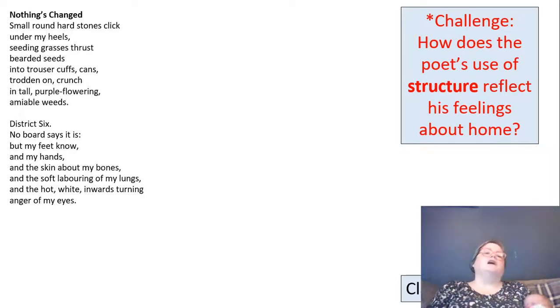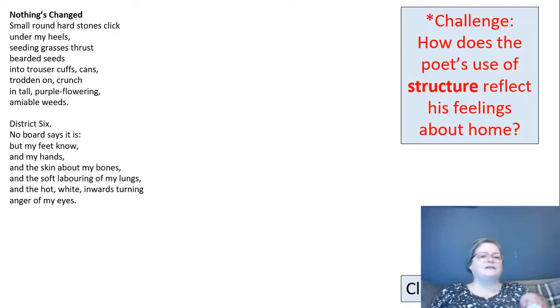Amazing. That second verse then, District 6. So that's what's being described in that first stanza, District 6. No board says it is, so there's no signs anywhere, but my feet know, and my hands, and the skin about my bones, and the soft labouring of my lungs, and the hot, white, inwards turning anger of my eyes.